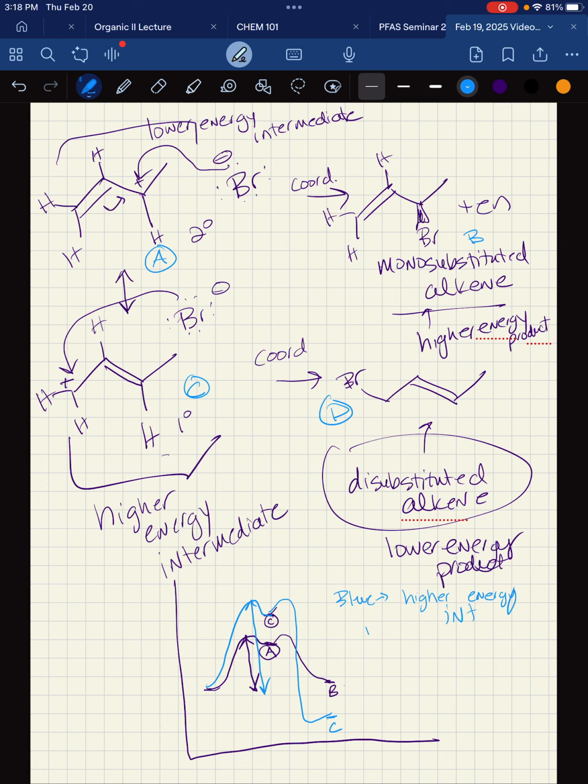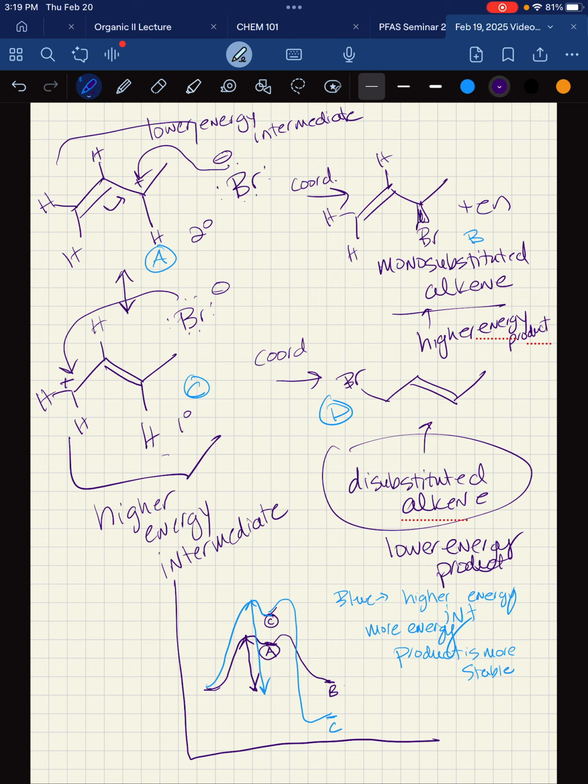So that means that for the blue pathway, we have a higher energy intermediate, which means it's going to take more energy to get there. We would need more thermal energy, more pressure, more something to get us up over that higher activation energy barrier. But then the product is more stable. So that means if we can get there, then that's going to be more thermodynamically favored.